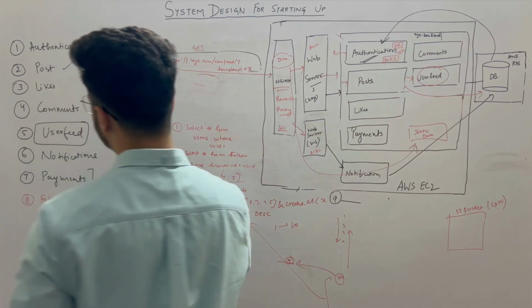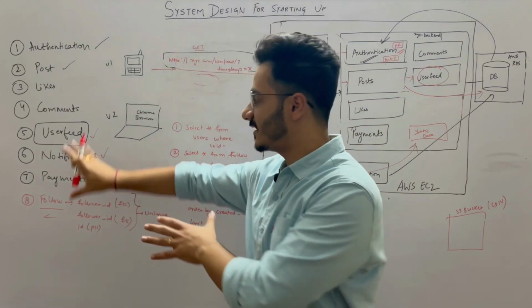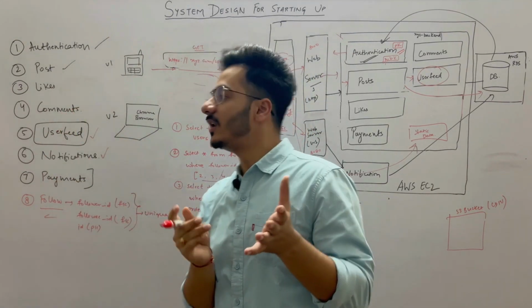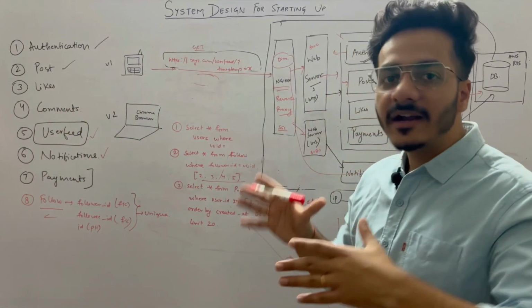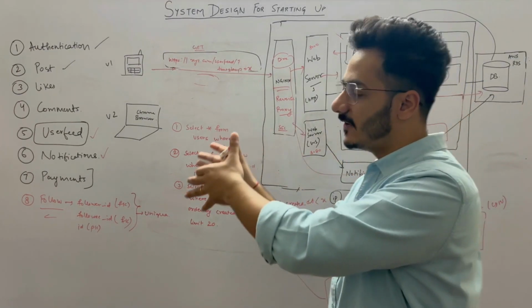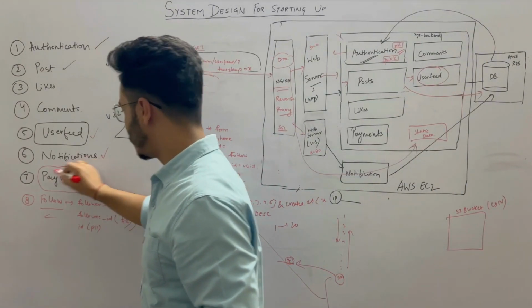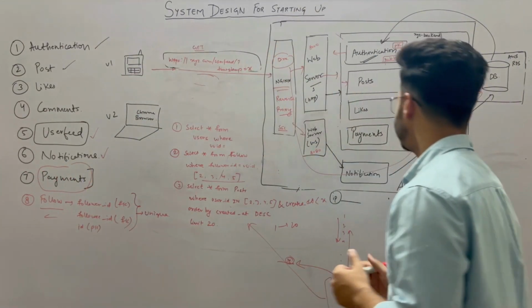So now we have talked about the notification service, and the user feed is also a little bit done. A basic naive approach is done. But of course, when we scale this service and divide this big monolith service into multiple microservices, we will be scaling this user feed to a much more advanced level. The thing that is left is the payment service. Let's talk about this a little bit more.